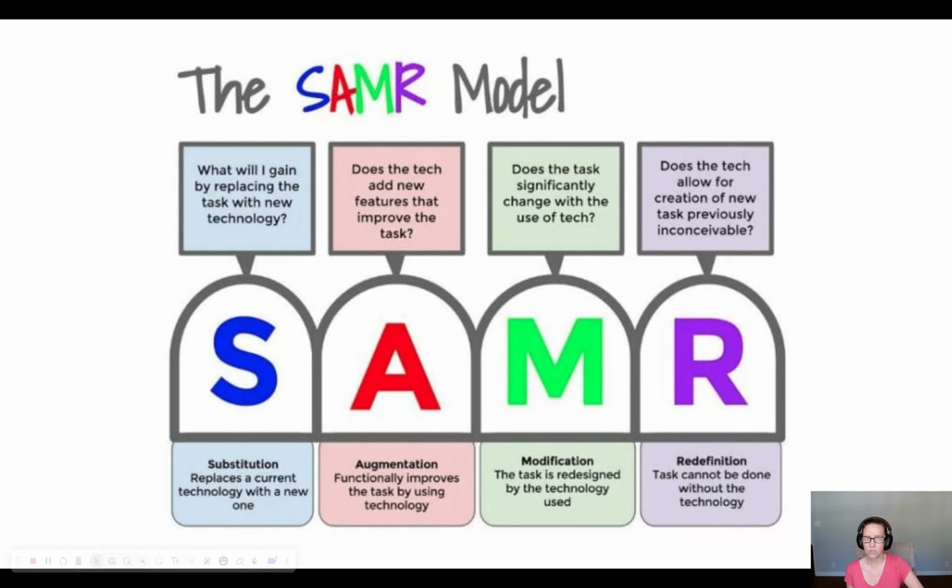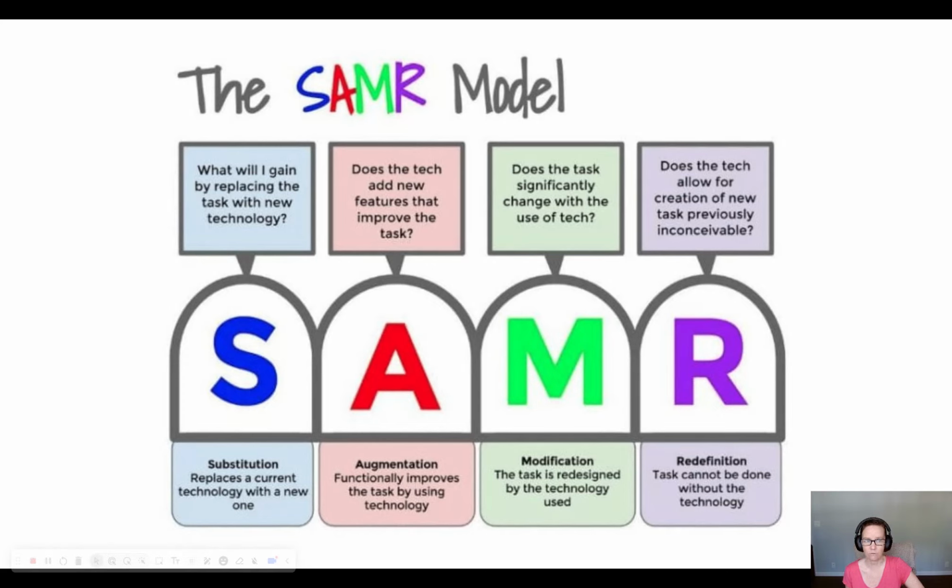So the first level is substitution. That's your basic replacement with technology. For example, you previously asked students to write a persuasive essay on paper about a topic of their choice. Now students are typing the essay in Word or Google Docs. The next level is augmentation. Augmentation is improving on the task by using technology. So using the same example with substitution, students use the built-in grammar check, spell check, voice typing in Google Docs to support their writing. So you can see that now we've taken that original just on paper and we've added some technology. We've improved it.